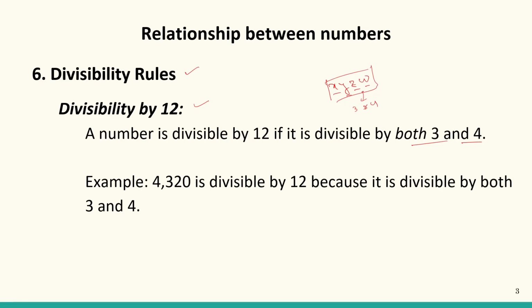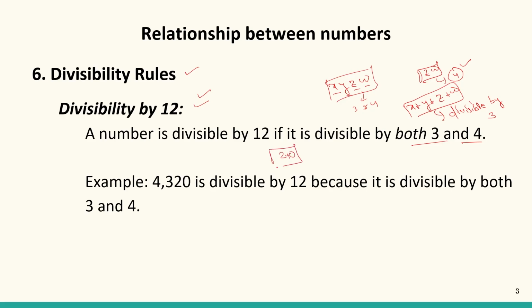For 4, you know that you need to take the last two digits, that is zw, and see whether it is divisible by 4 or not. If yes, then we further see whether it is divisible by 3 or not, by adding all the digits: x plus y plus z plus w. If this sum is divisible by 3 and zw, the last two digits, is divisible by 4, then we can say the number is divisible by 12. Let's see an example, 240.